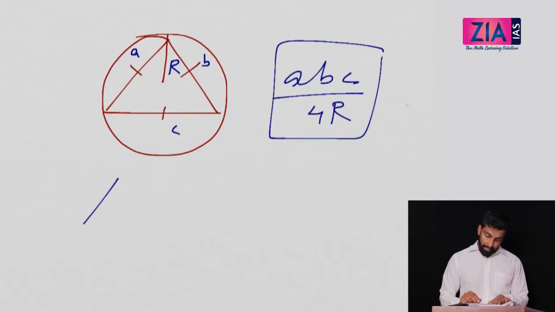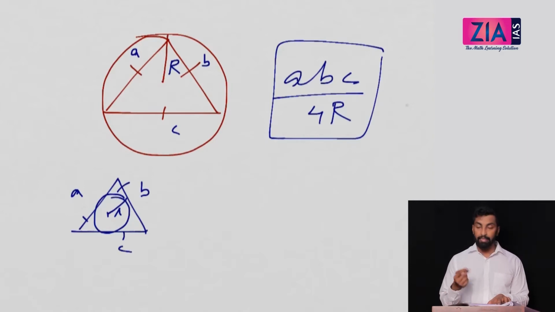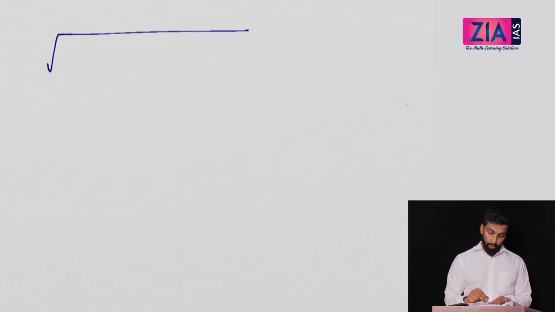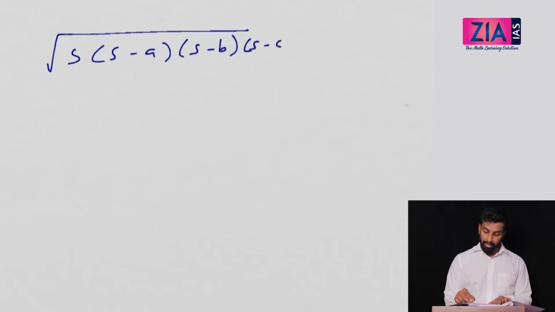Now instead of a circumcircle, if there is an incircle, they will be giving you an inradius, r. So this will be A, this will be B, and this will be C. The sides are given and the inradius is given. Then your answer is r into S, where S is the same semi-perimeter, (A plus B plus C) by 2. Okay, so we have discussed four methods of finding the area. Root of S into S minus A into S minus B into S minus C, where the three sides are given and S is the semi-perimeter.